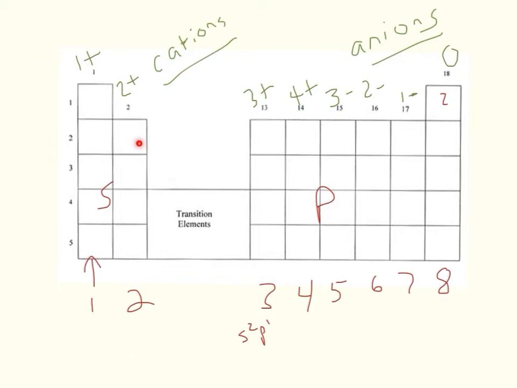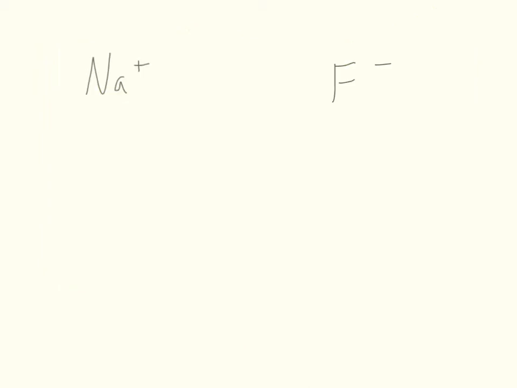One of the important things about notation when you're writing formulas or names is the cation is written first, and then you write the anion. That's important. Opposites attract. So this positive ion and this negative ion are going to get together and form a compound. So just write the symbol of the cation, write the symbol of the anion, and now the one important thing is to check the oxidation numbers.